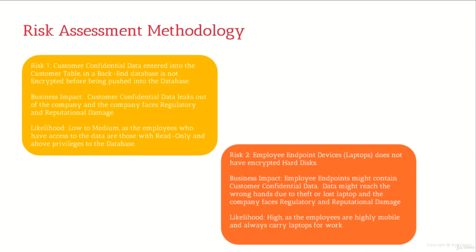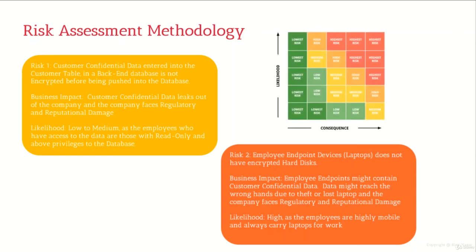Now, if we analyze these risks in terms of the risk matrix, for the first scenario, we know that the business impact is high, so we are along this column, and the likelihood is low to medium. So let's say that we are here, and then the risk rating is highest risk. Now, for the second scenario, again, we know that the business impact is high, so we are along this line, and the likelihood is also high, so we are at here, and we again arrive at a risk rating of highest risk. Now we can see that both scenarios have a risk rating of highest risk, even though the underlying complexities of the risk are different.